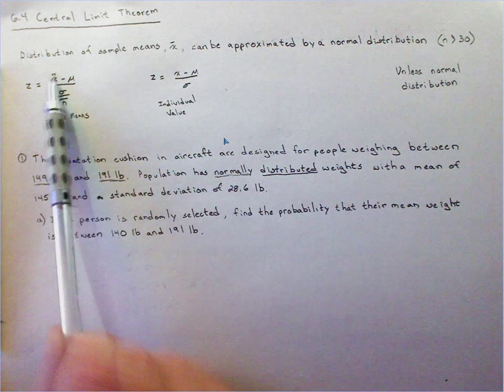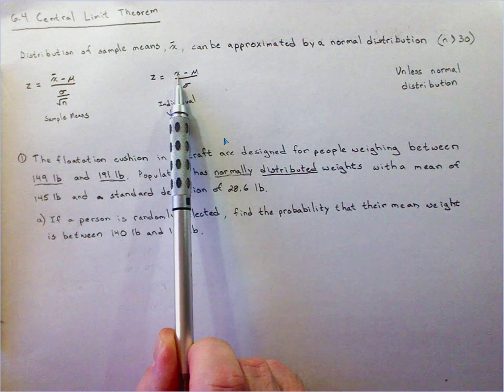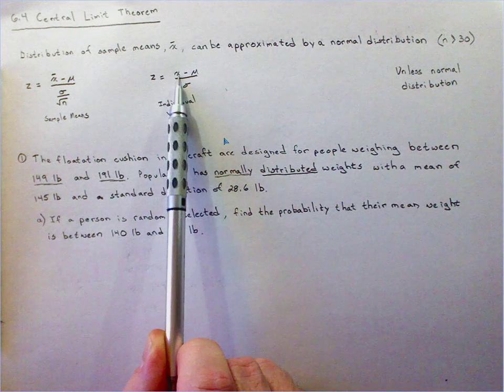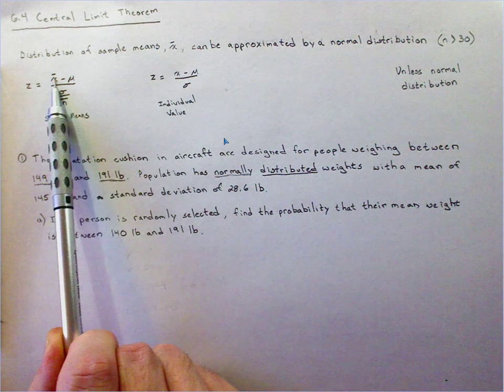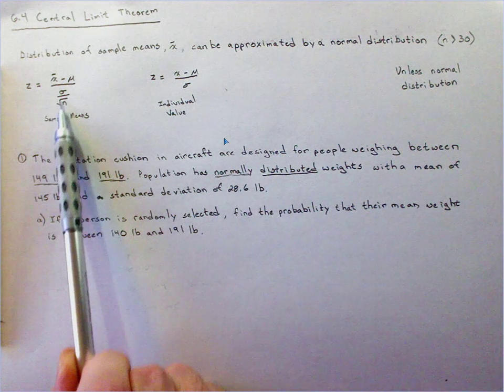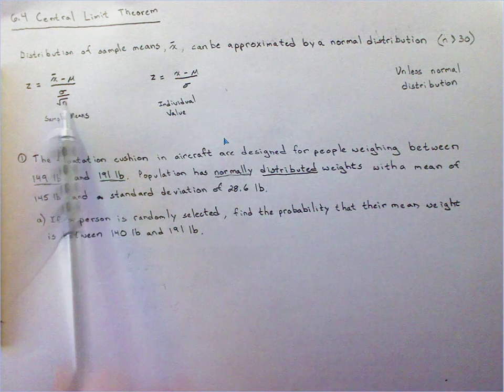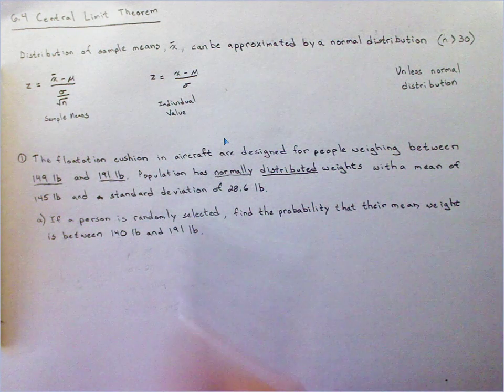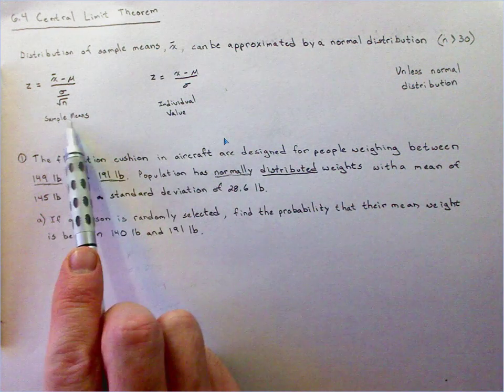Notice I have the sample mean instead of just the individual. That's all we were looking at before, just individuals. That x just represents an individual. This represents the sample mean. And with that, we turn around and divide the standard deviation by the square root of my sample size. So again, individual values, sample means.